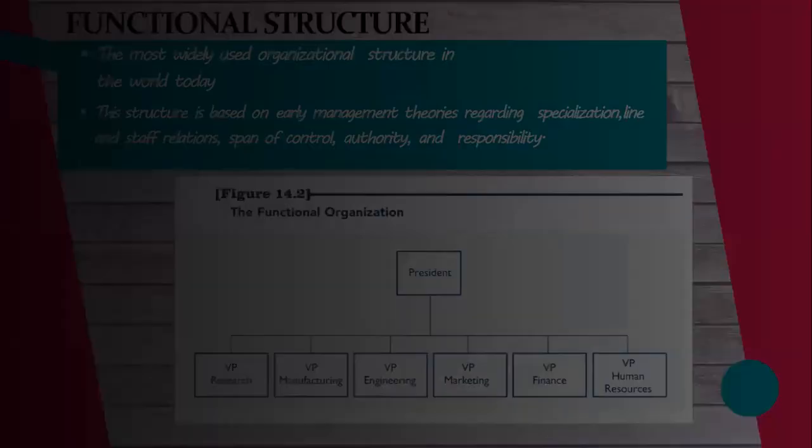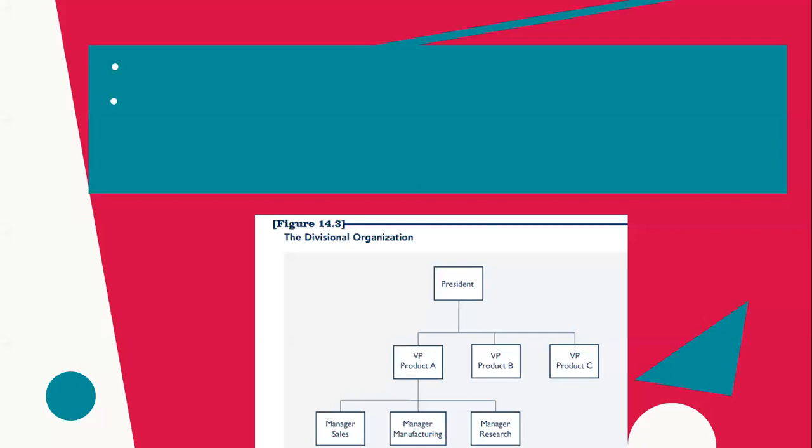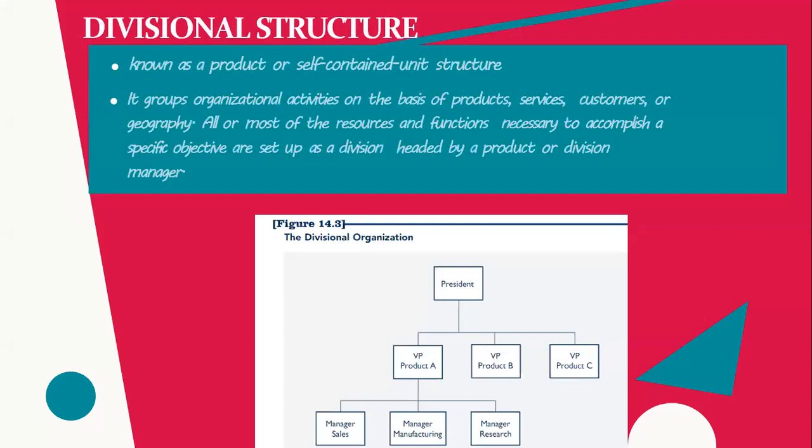The next one is the divisional structure. It is also known as a product or self-contained unit structure. It groups organizational activities on the basis of products, services, customers, or geography. All or most of the resources and functions necessary to accomplish a specific objective are set up as a division headed by a product or division manager.